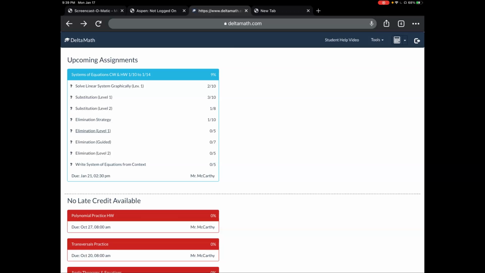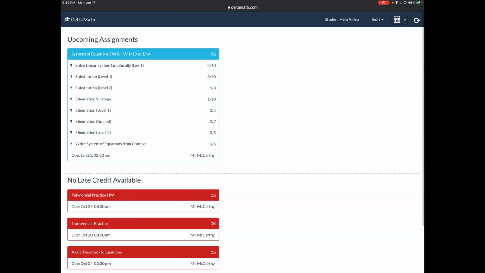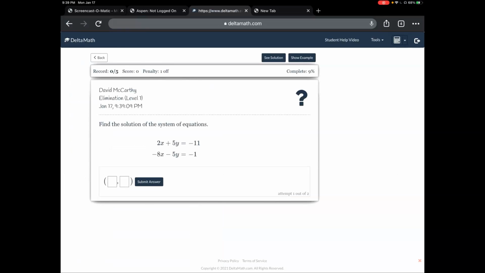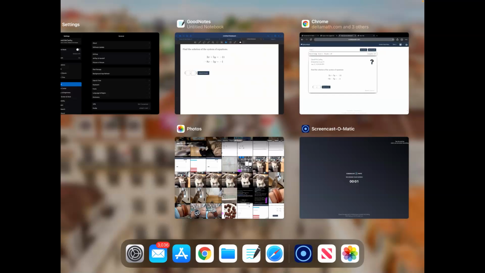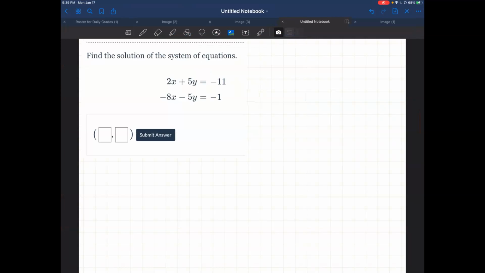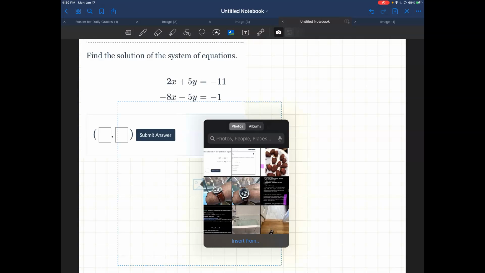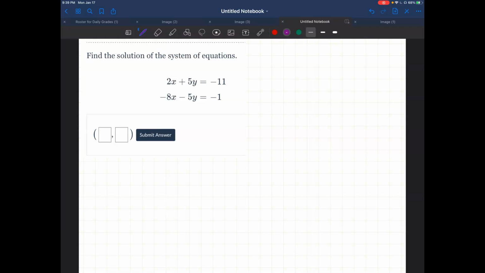To do elimination level 1 now, that is the one that's highlighted here. So click on elimination level 1 and we'll go over to my notepad. The same problem. So we are going to find the solution to this system of equations by using elimination.